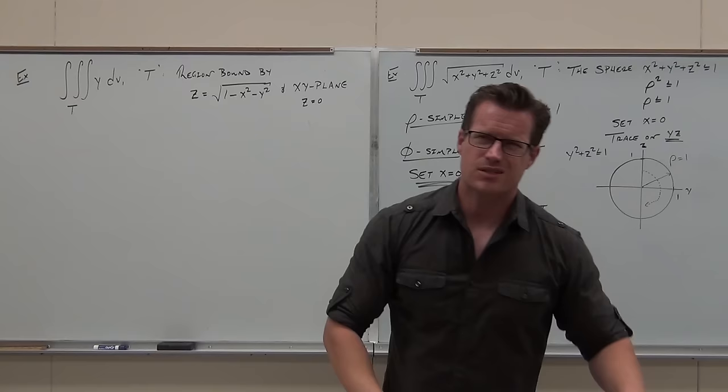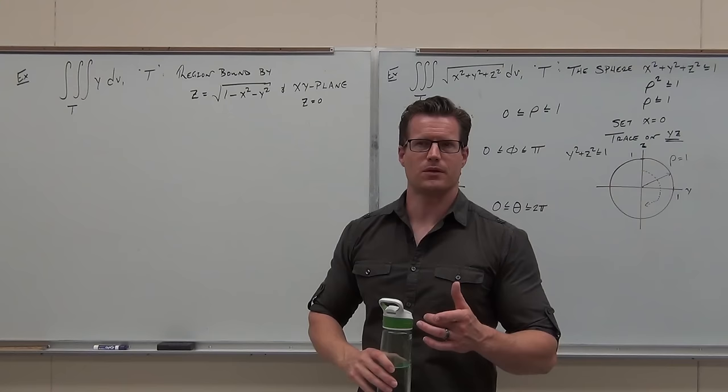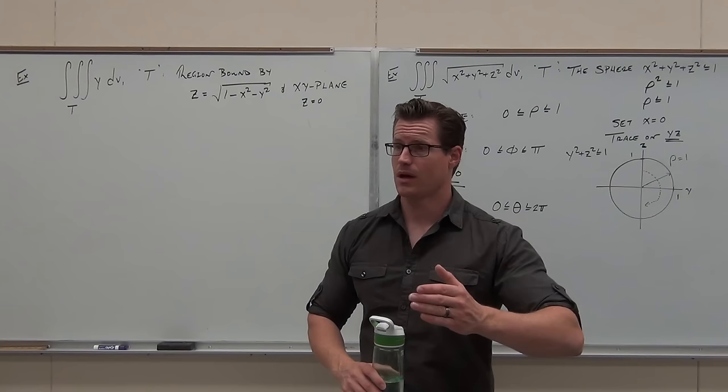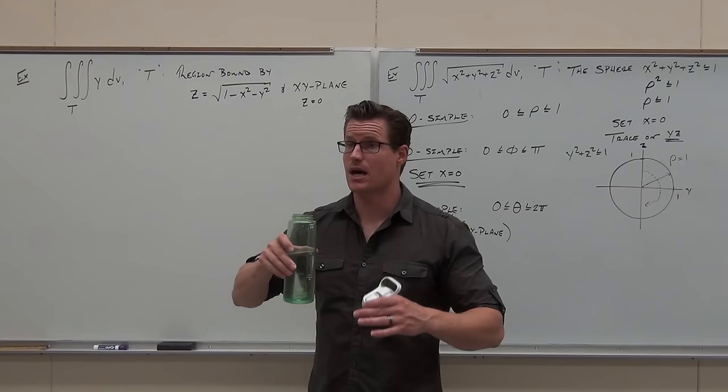Here's the next thing. If you know about your surfaces, you already know what that is. What is it? Sphere. Kind of a sphere. It's just an upper half sphere, because that square root is the positive part of that function, okay? So this is the upper half sphere. Also, the z equals 0 kind of tells you that we're above that, but this is the upper half sphere.